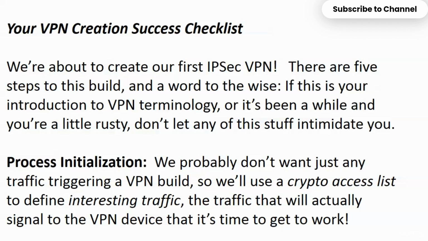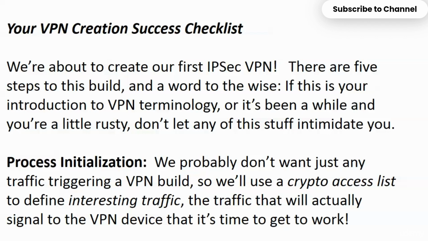And the first step of the VPN build is the process initialization. And we don't want just any traffic triggering a VPN build, or we're going to have a lot of VPNs, we're going to have a lot of overhead. So what we're going to do is write a crypto access list to define what we call interesting traffic.